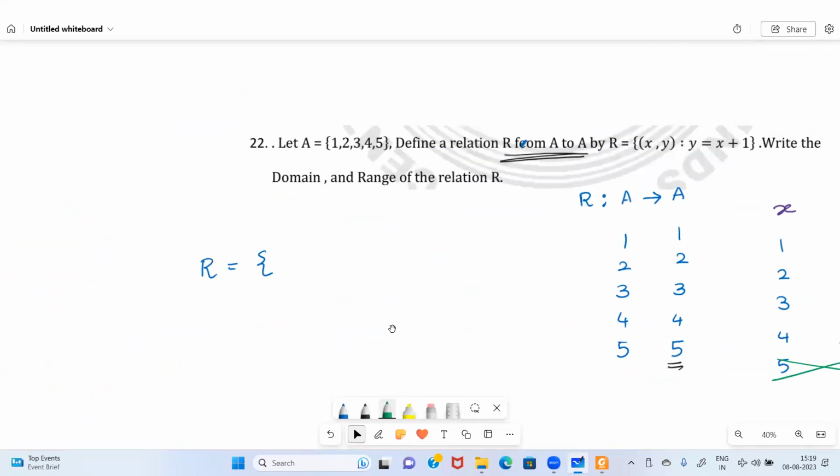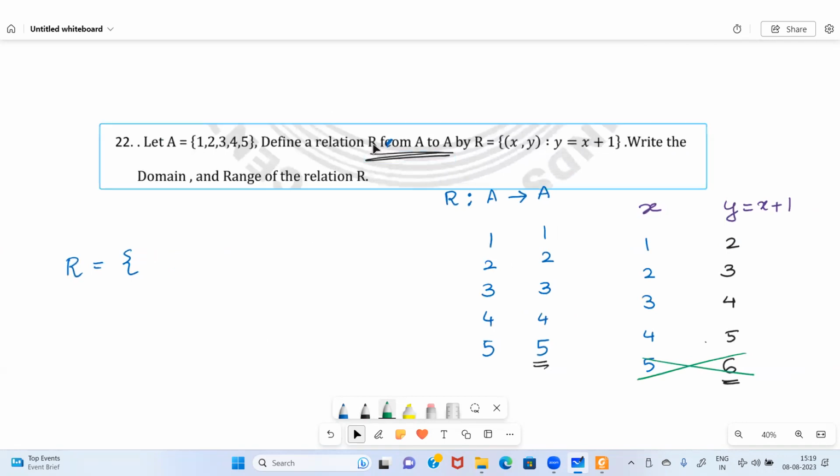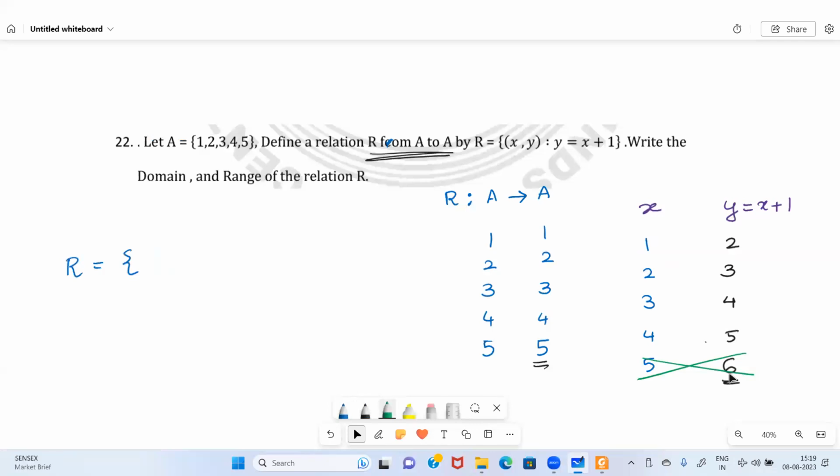Whereas here, I will not be able to write all of them because it's clearly mentioned R is defined from A to A. So even in the value of y, all the values must belong to set A. So when we start writing them, for 1 you get 2, for 2 you get 3, for 3 you get 4, for 4 you get 5. For 5 you are getting 6, but 6 is not in the set A. Therefore that cannot be possible. So now, what are all the possible pairs? (1, 2), (2, 3), (3, 4), and (4, 5) only.